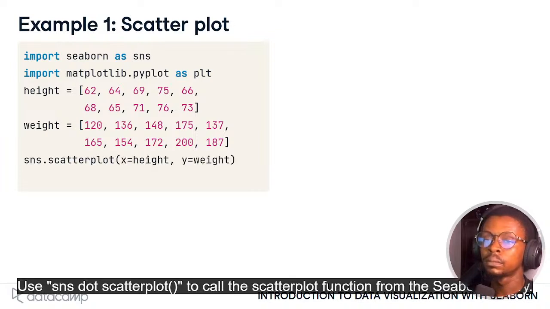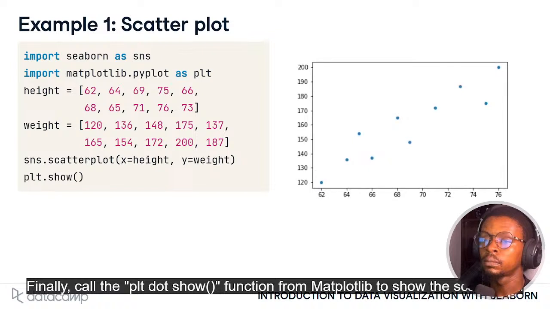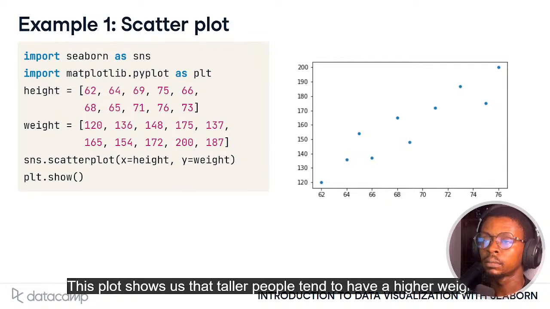Use sns.scatterplot to call the scatterplot function from the Seaborn library. Then, specify what to put on the x-axis and y-axis. Finally, call the plt.show function from matplotlib to show the scatter plot. This plot shows us that taller people tend to have a higher weight.